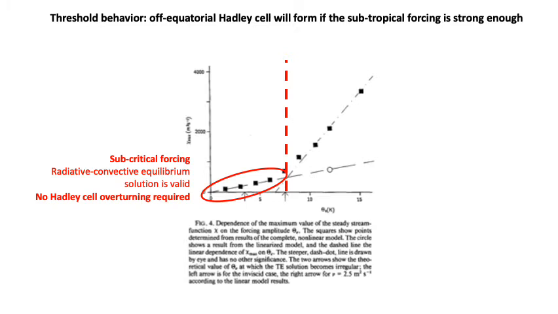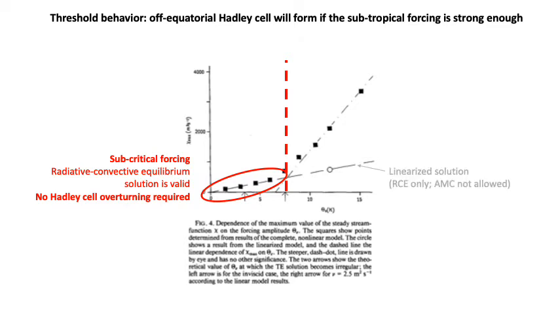And so for weak heating, to the left of this dashed red line is what we call subcritical forcing, meaning you're below a threshold where the radiative convective equilibrium, or the thermal equilibrium solution, is perfectly valid. Which is to say you have meridional variations in temperature associated with this imposed temperature profile, and that is associated, in thermal wind balance, with a meridional variation in the zonal wind. And there's nothing wrong with that. It can be perfectly happy in thermal wind balance, and there's no Hadley cell overturning that's required.